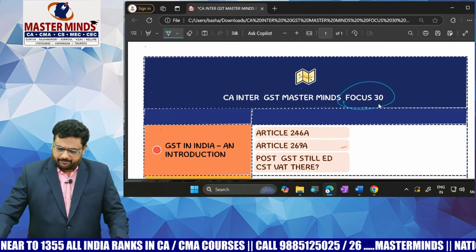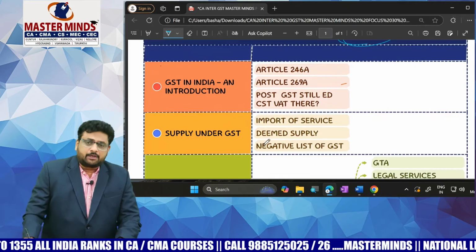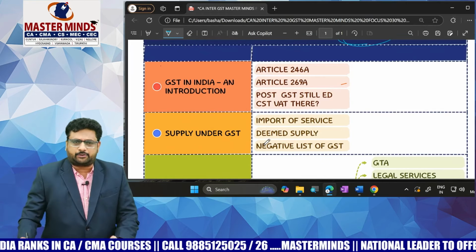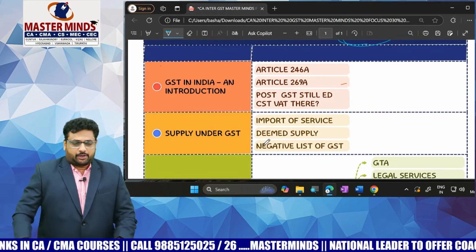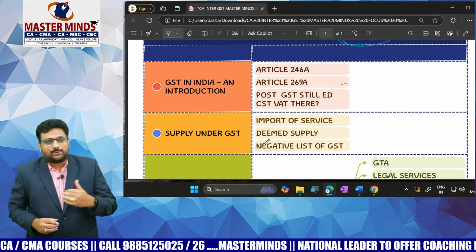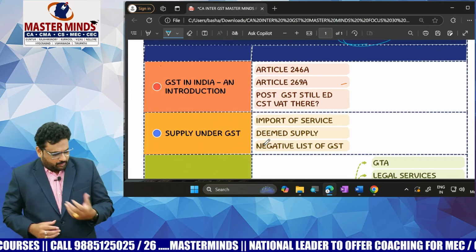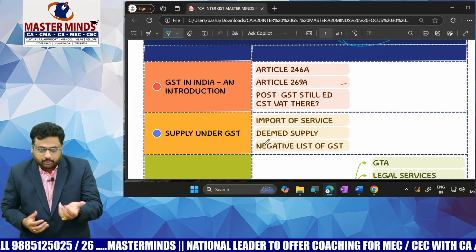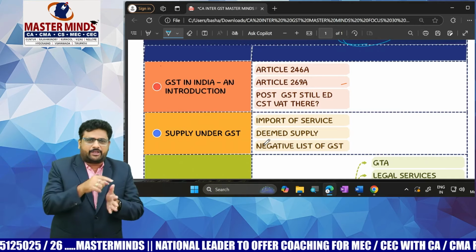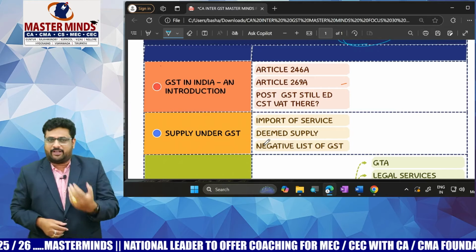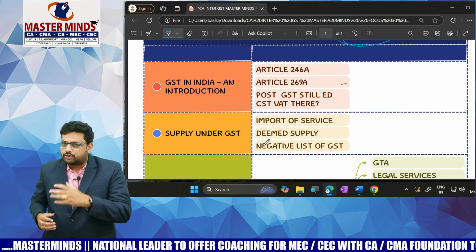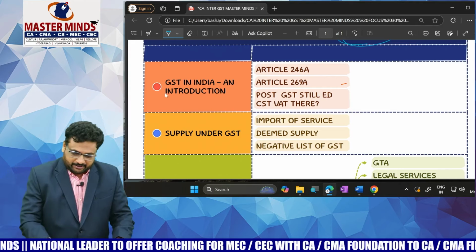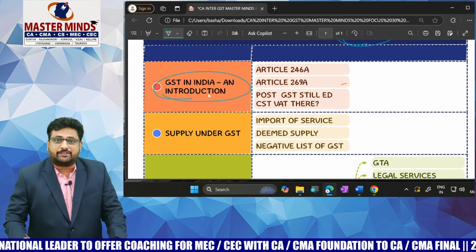So, the first chapter is GST in India and introduction part. With respect to this chapter, if you ask me before the January 2025 attempt, definitely we could say please leave this chapter because its weightage is 0 to 2. But that 0 we assume generally, whereas surprisingly in the January 2025 attempt, a 2 marks question was asked from this particular chapter.